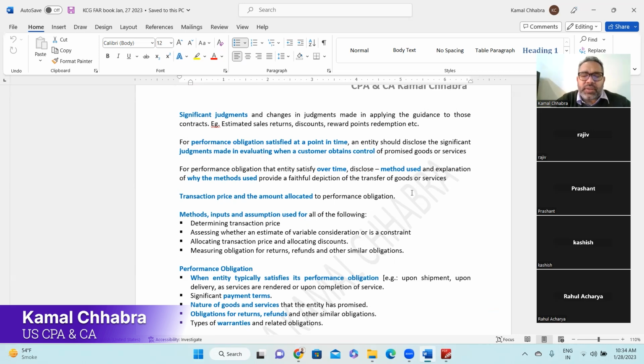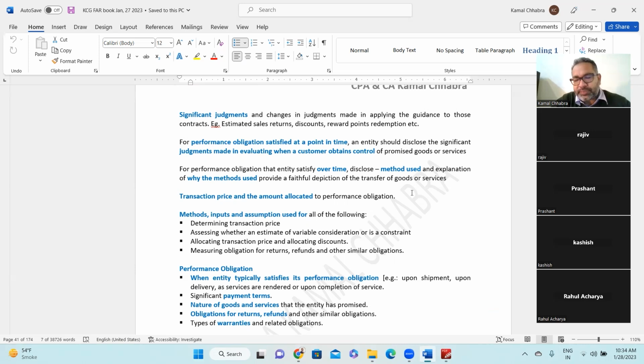So ASC 606 mandates that, whether you are a private company or a public company, an issuer or a non-issuer, you must disclose significant judgments, and changes in the judgments made in applying the guidance to those contracts. When you are evaluating the contract, there are so many judgments you may make.